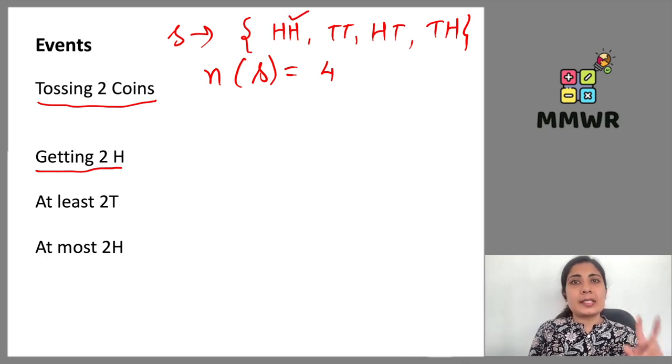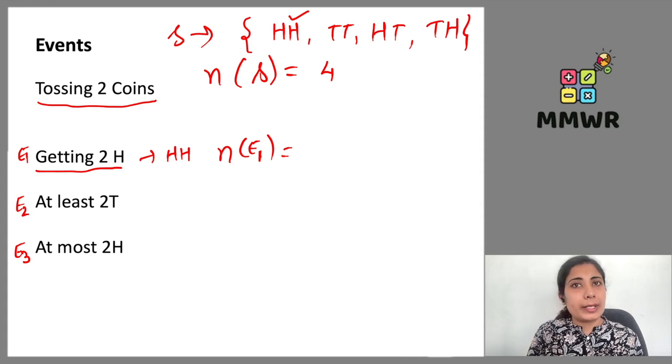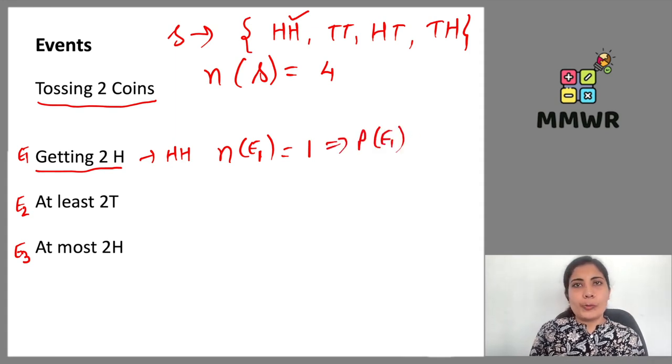Now getting two heads, दो head आने चाहिए. Getting two heads it is written. So two heads, that means HH. This is the event 1. This is the event 2. This is the event 3, right? So getting two heads, that means the number of favorable outcomes for event 1, which is getting two heads. What numbers do we have? Only 1. So probability for getting two heads, or probability for the first event, is 1 upon 4.